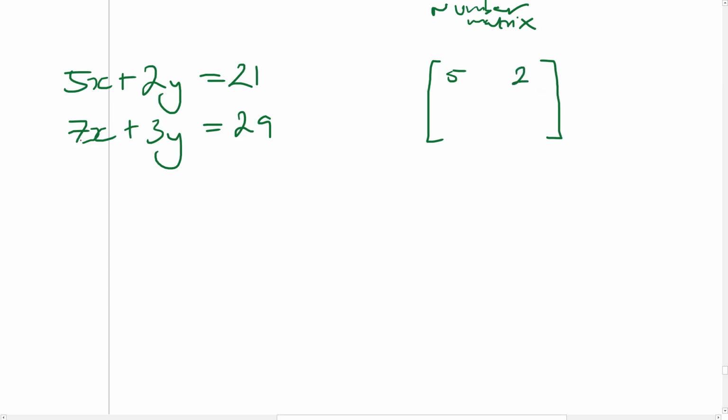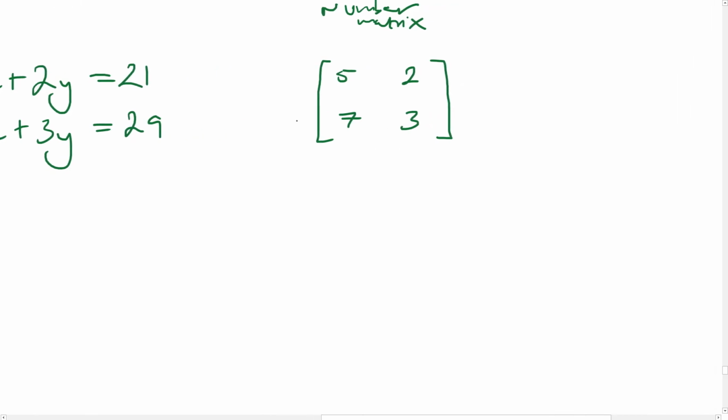There's 2. How many x's in the second equation? Well, there's 7 x's. How many y's in the second row? There's 3 next to the y. So there's my number matrix.